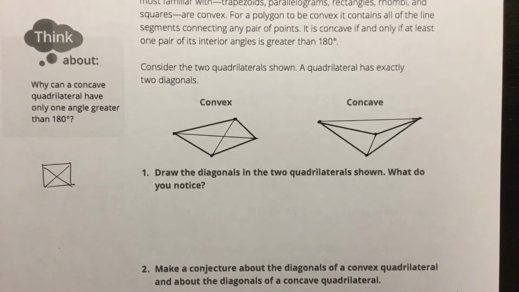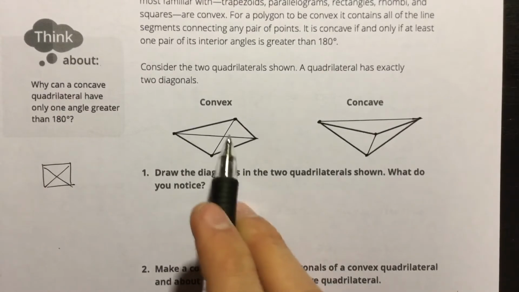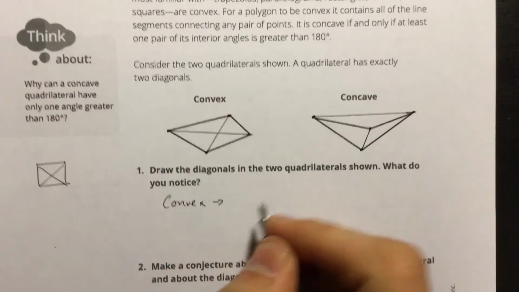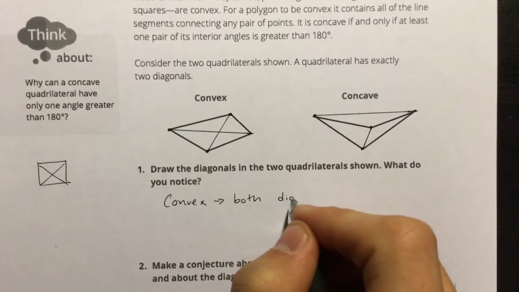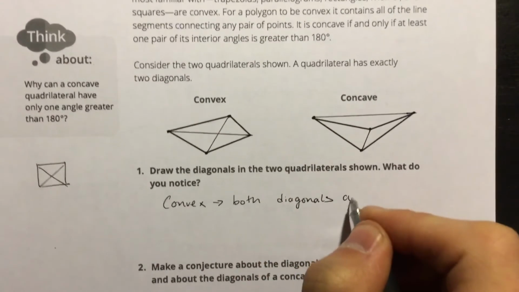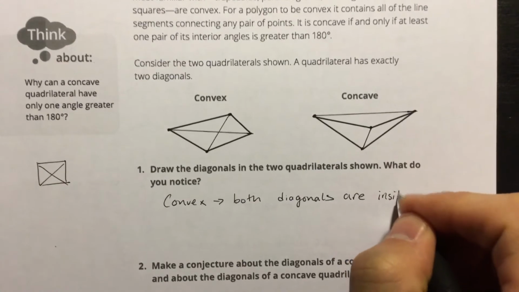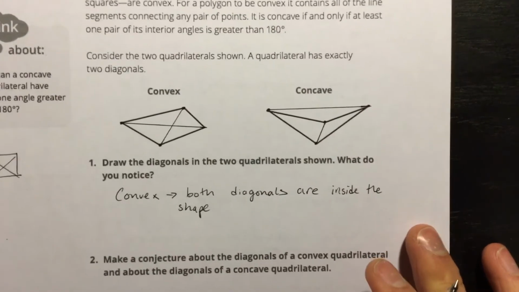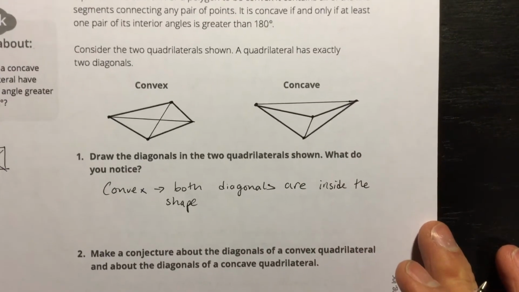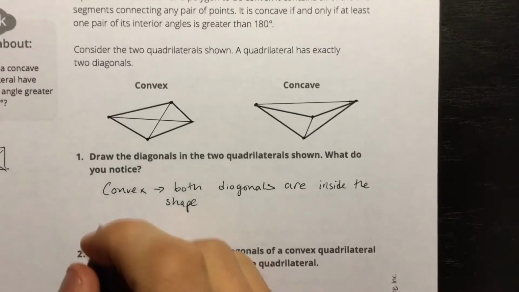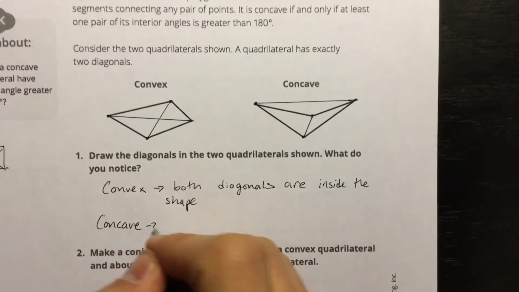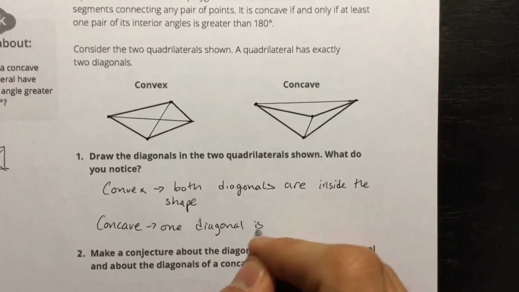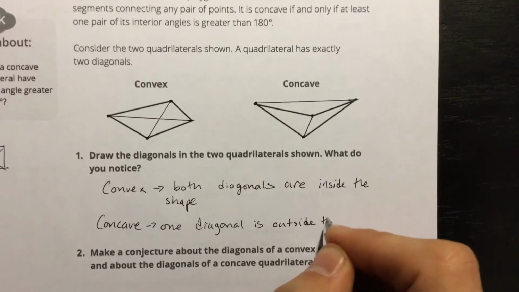So here's what I notice about the diagonals here. In the convex shape, both diagonals are inside the shape. And then for the concave shape, what I notice is that one diagonal is outside the shape.